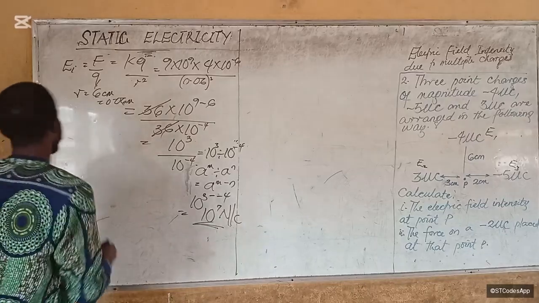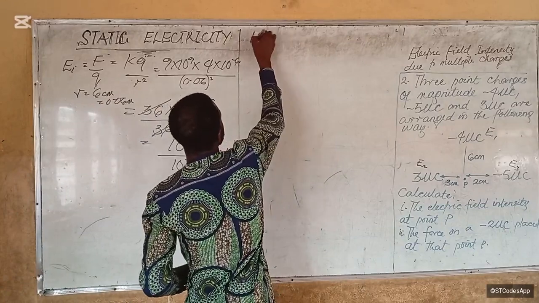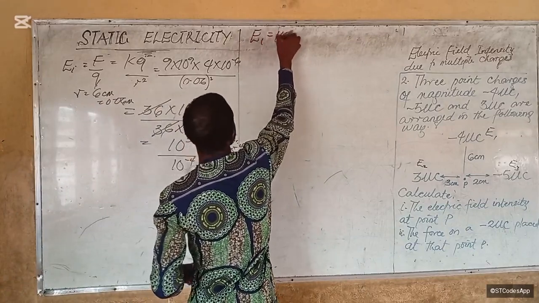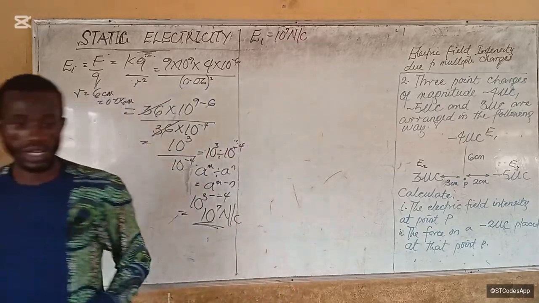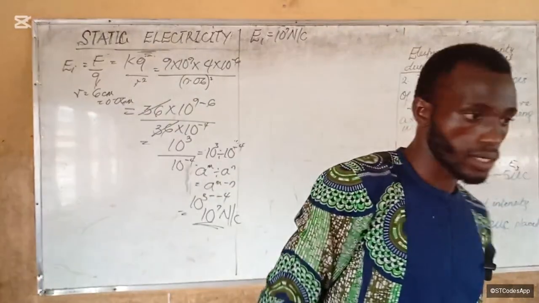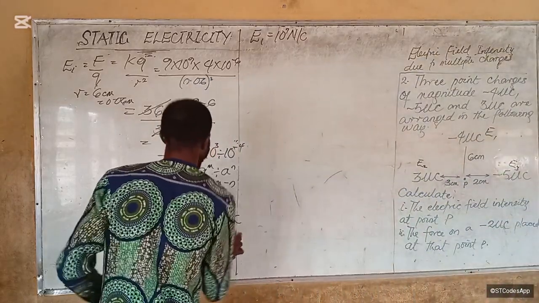So E1, let's write E1 somewhere here. E1 will be 10 raised to power 7 Newton per Coulomb. Now let's calculate for E2. Is that okay? Now let's calculate for E2.